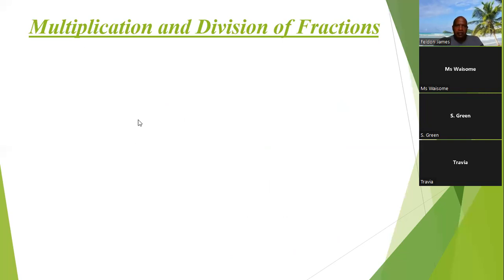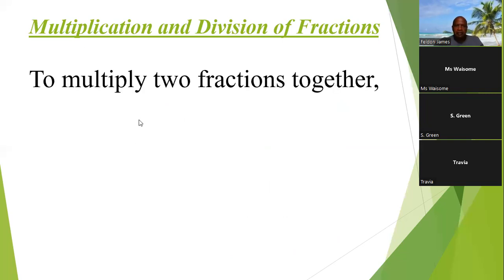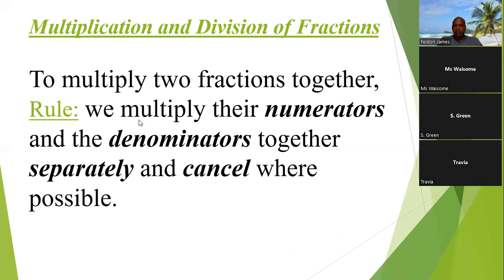Now, the rule for multiplication of fractions is pretty simple and straightforward. All we need to do when we're multiplying 2 or more fractions together is simply multiply the numerators together, and also multiply the denominators together. Now, there are times when we are able to cancel, so it is often recommended that you cancel first, then multiply.